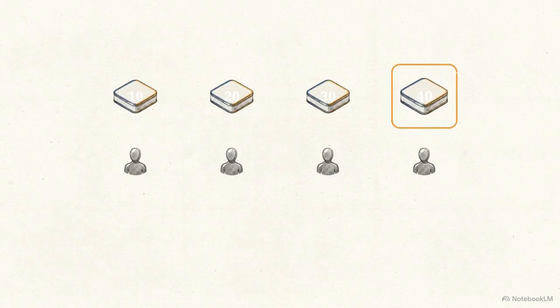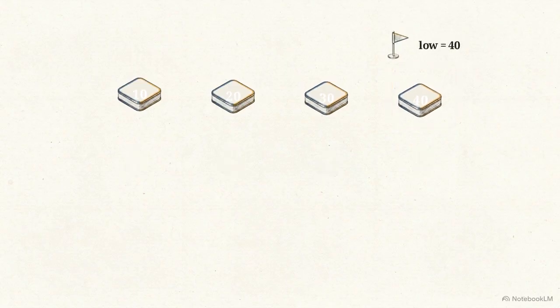To start our search, we need to define our boundaries. What is the absolute lowest possible value our answer could be? Even if we had 1 student for every book, the student assigned the largest book would still have to read 40 pages. So our lower bound, the low pointer, is the maximum value in the array, 40.